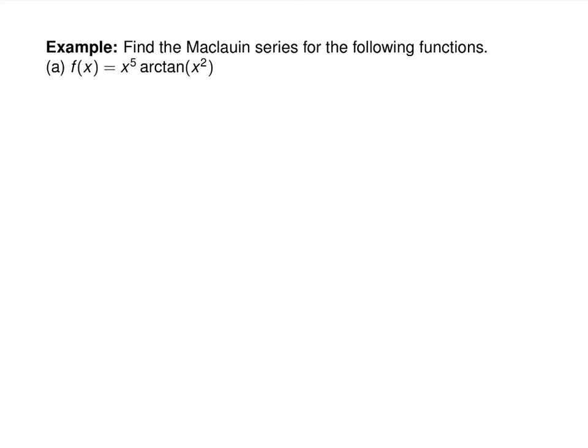So find the Maclaurin series for the following functions. I don't want you to actually find derivatives in this case. What you should do is use the series that you know. So we know how to find a series for arctan. So we'll do x to the 5th times whatever arctan's series is with x squared plugged in. So that's the sum from n equals 0 to infinity, negative 1 to the n, x squared to the 2n plus 1 over 2n plus 1.